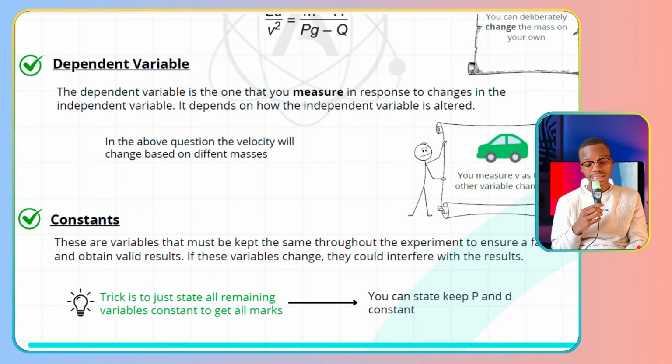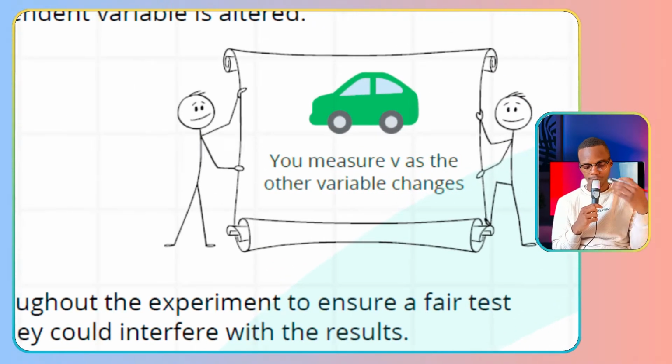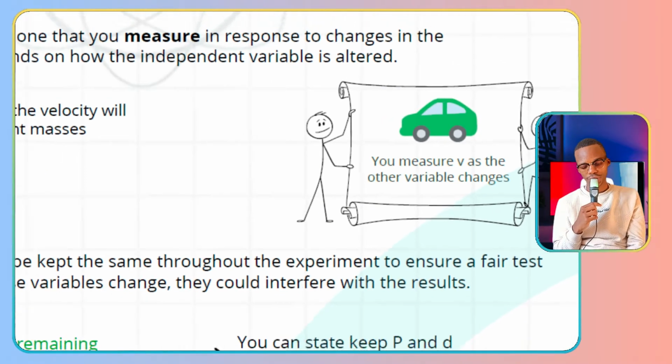Move on to the next one, the dependent variable, right? It is the one that you measure in response to the change in the independent variable. It depends on how the independent variable has been altered. So if you change the independent variable, the dependent variable changes as a result. So in the above question, for example, the velocity can change based on the different masses that you have, right? So you can measure v, and those are the ones that can change.